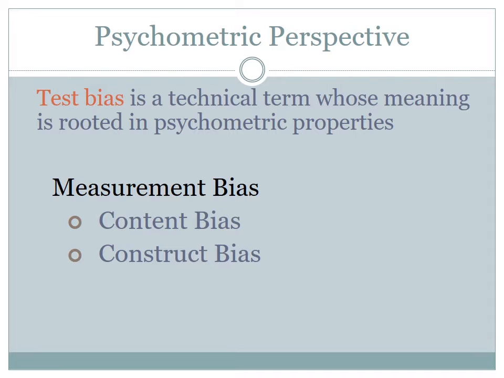Two specific types of test bias or measurement bias are content bias and construct bias. Now, it's probably important to mention that these are not the only two types of test bias, but they're probably the most frequently discussed types, and they provide some ideas that we can talk about.